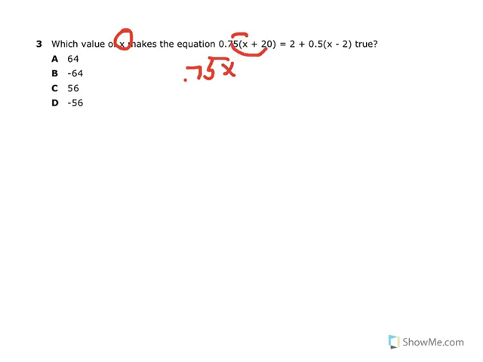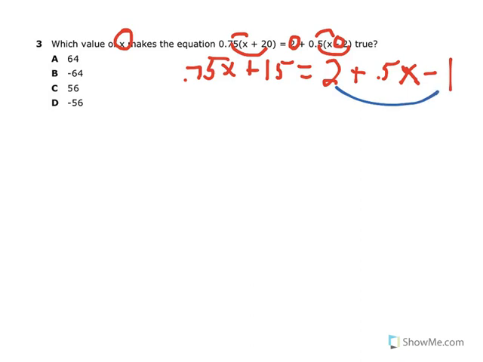0.75 times plus 20. So 0.75 is the same as 3/4. So 3/4 of 20 is 15. Is equal to 2, which is all by itself here, plus 0.5x, 0.5 times x, plus 0.5x, and then minus, because of that minus sign right there, 0.5 times 2, so 1/2 of 2 is 1. Oops, that's an x. Minus 1. Okay, so now let's combine like terms, because we can combine those two here.